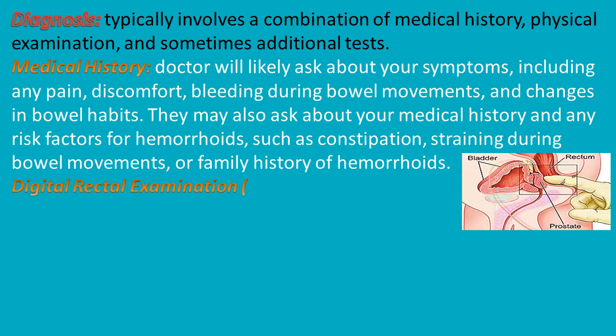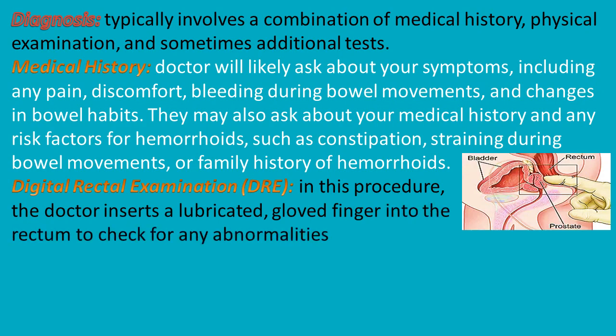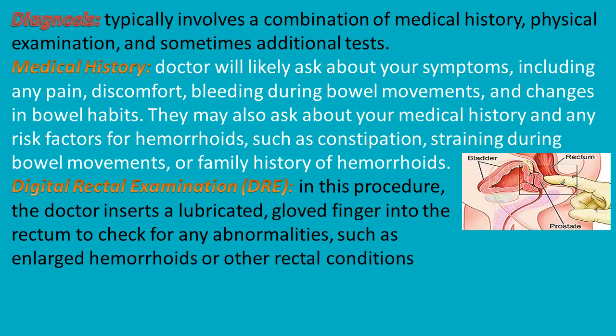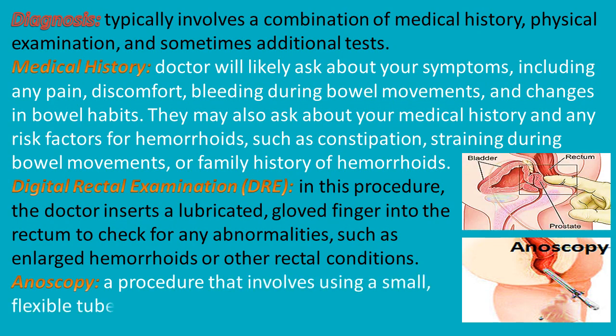Digital rectal examination (DRE): in this procedure, the doctor inserts a lubricated, gloved finger into the rectum to check for any abnormalities, such as enlarged hemorrhoids or other rectal conditions. Anoscopy: a procedure that involves using a small, flexible tube with a camera, an anoscope, to examine the inside of the anus and lower rectum.